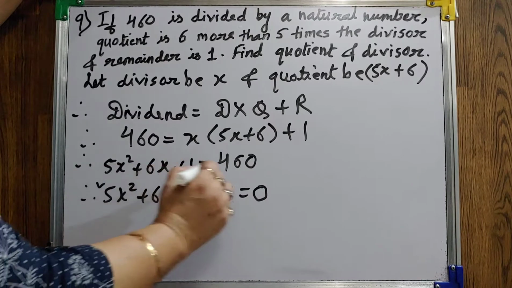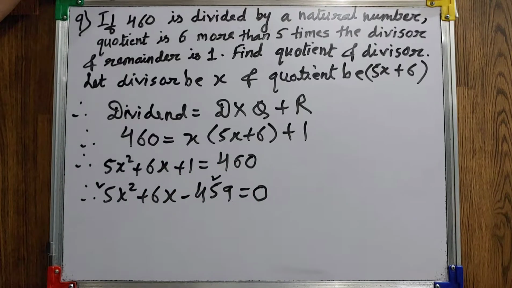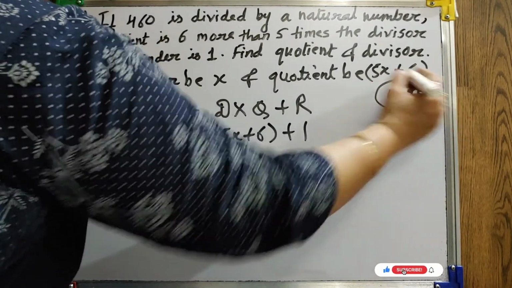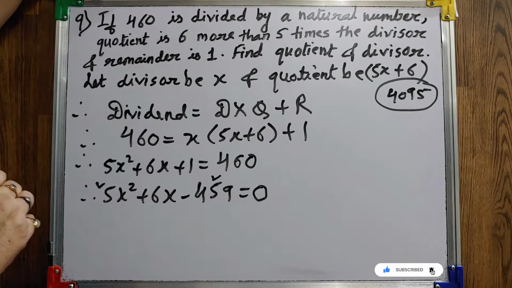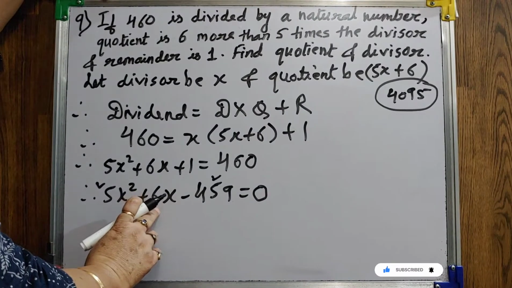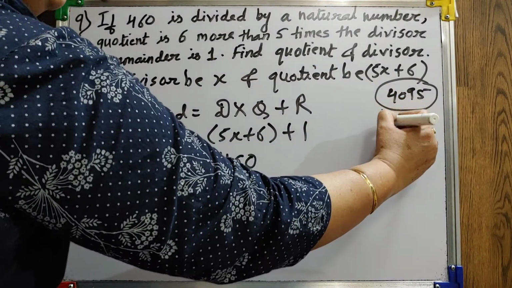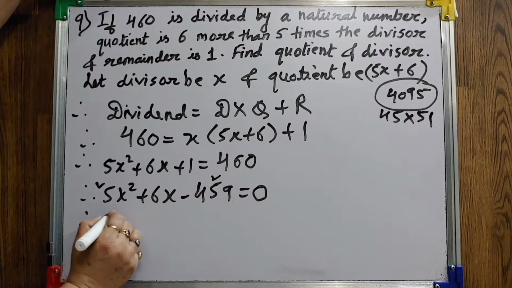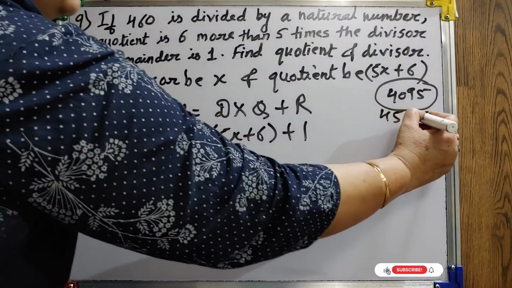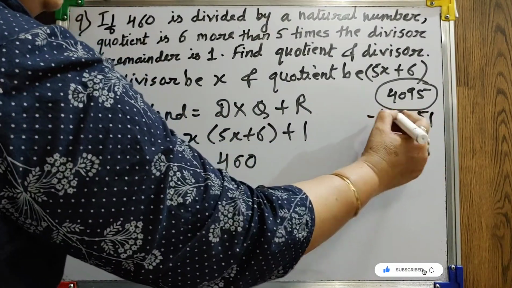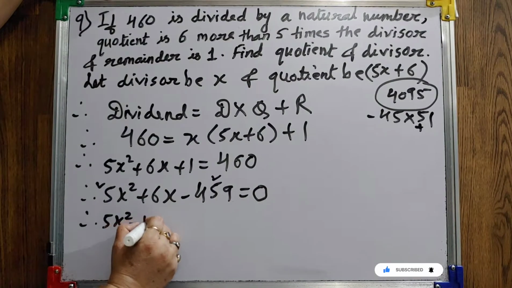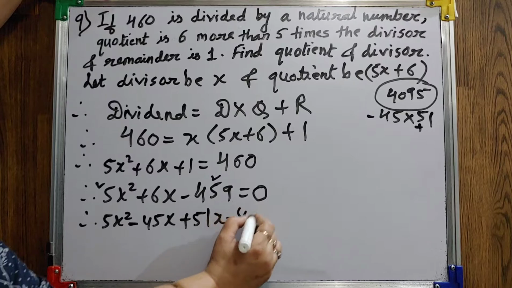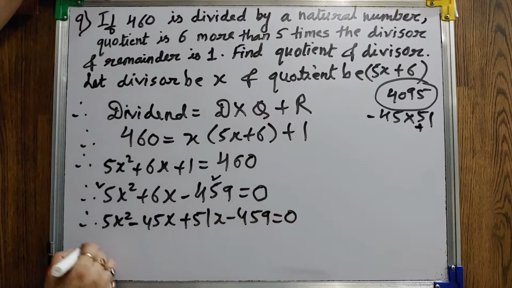Now multiplication of this number and this number is 4095. You have to find the factors of this. Multiplication 4095 and difference is 60. So the factors are 45 and 51. So this is positive and this is negative. So I am writing negative first: 5x² − 45x + 51x − 459 = 0.